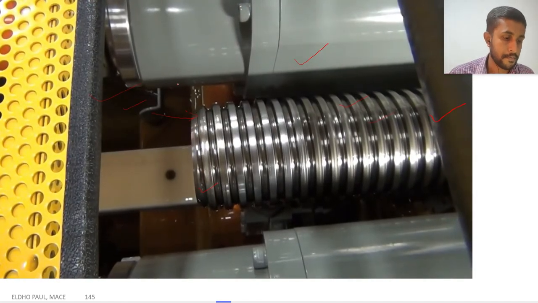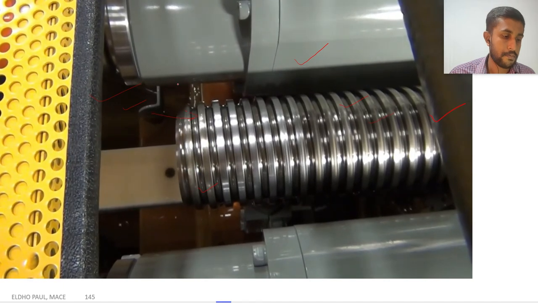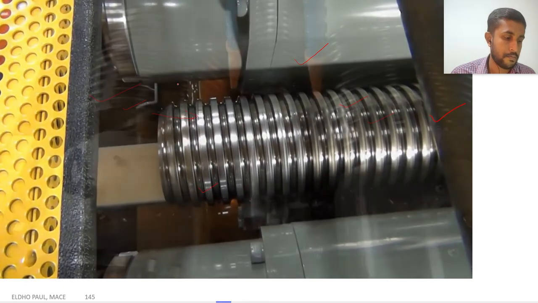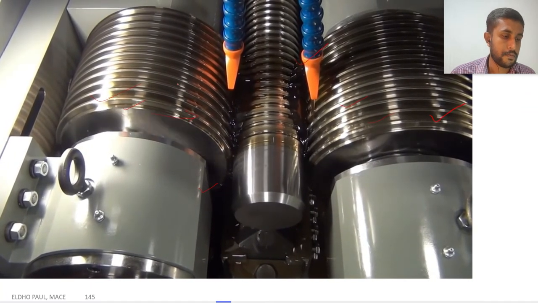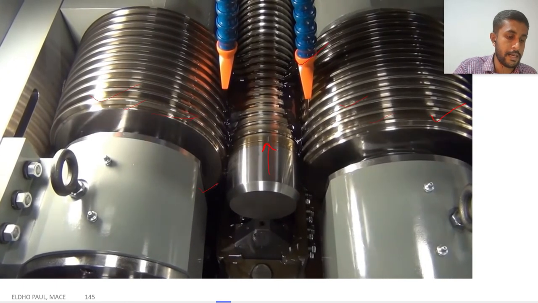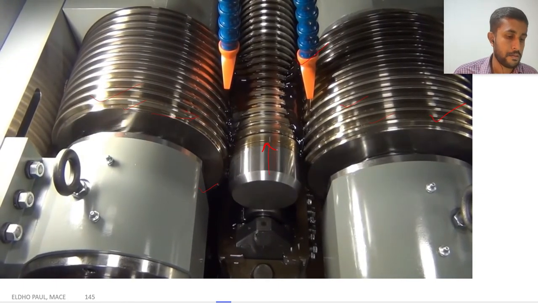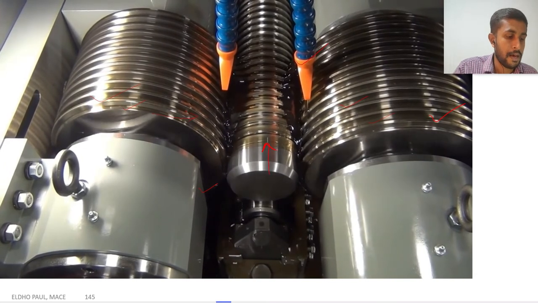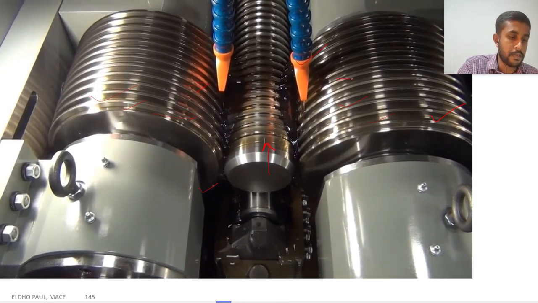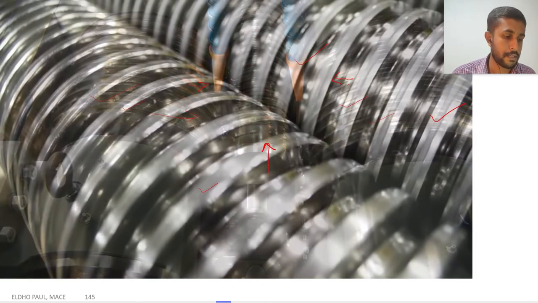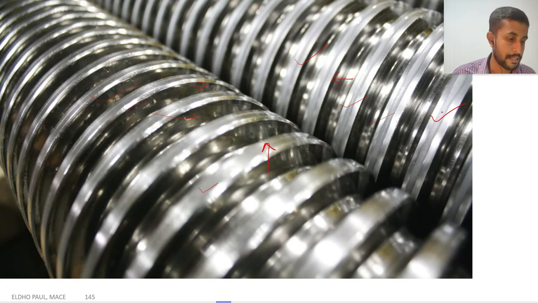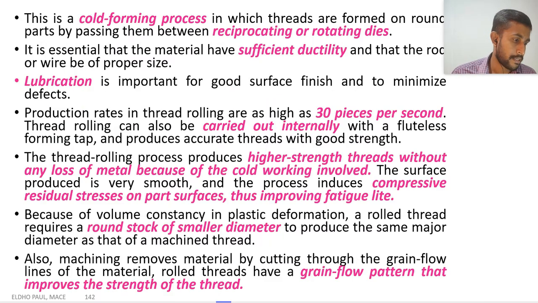See this? So actually we move the workpiece in this direction. The dies are rotating and also moving in this direction depending upon the pressing required. So we finish the process and we can see the threads formed on the blank after the thread rolling process. So that is the thread rolling process.